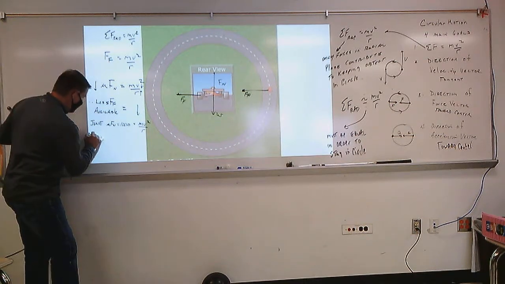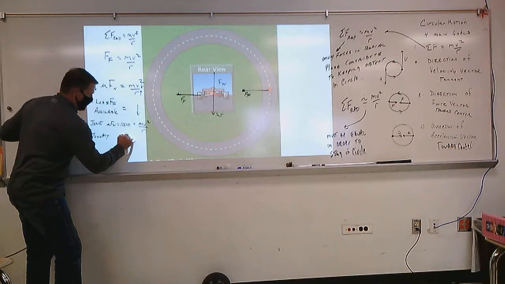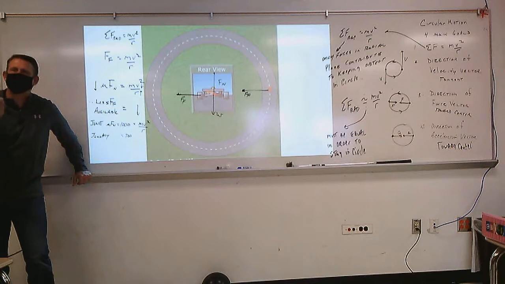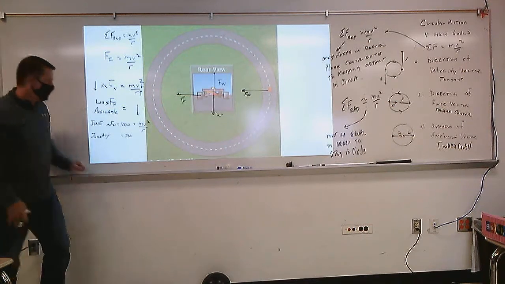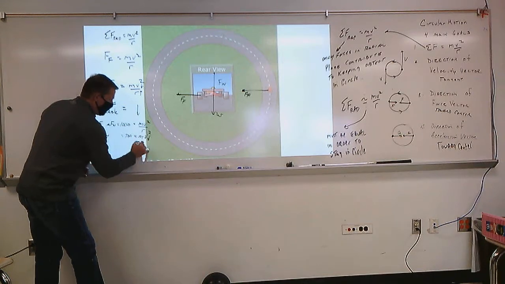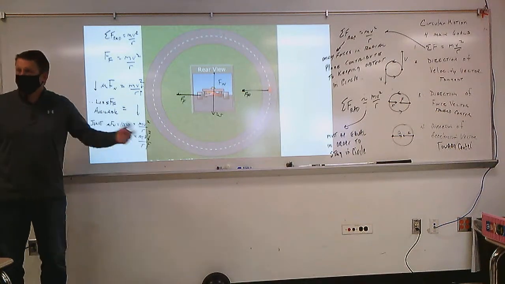But in January, friction is less. You only have 700 units to keep you in the circle. Well, what do you got to do? You've got to make a smaller v, or you've got to turn larger to make mv squared over r equal to 700.